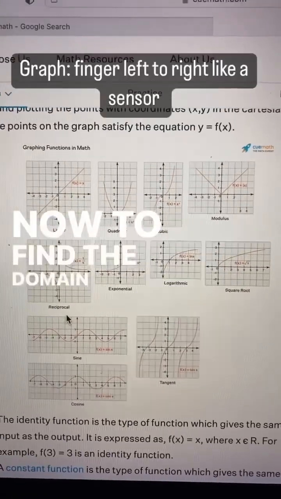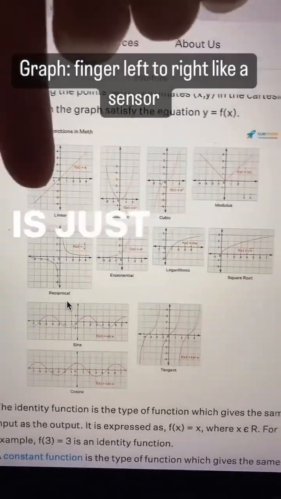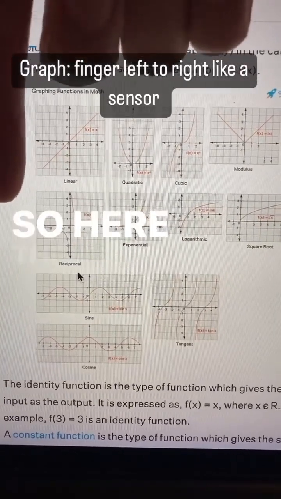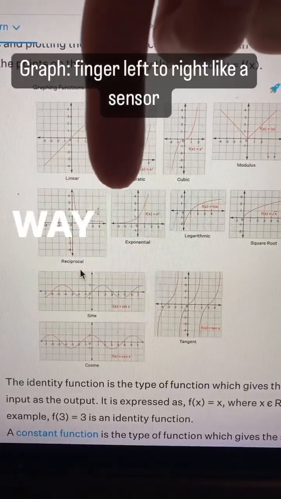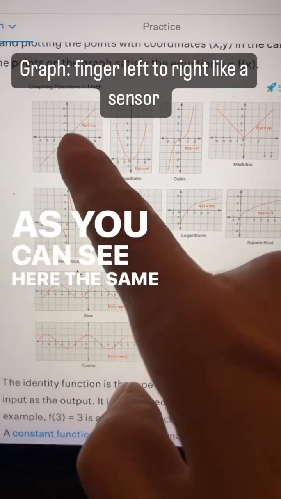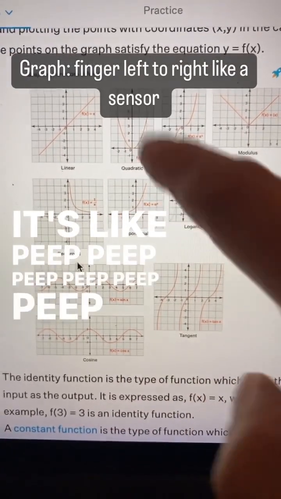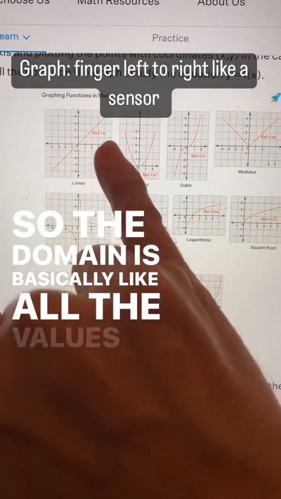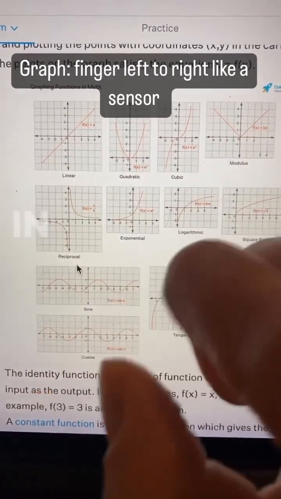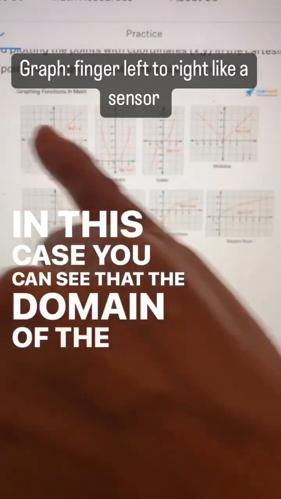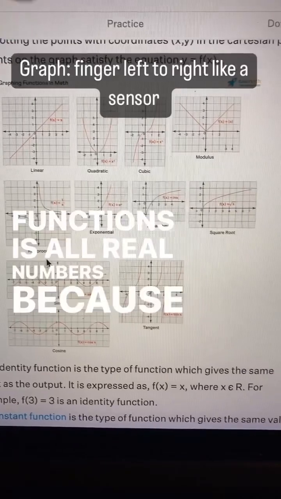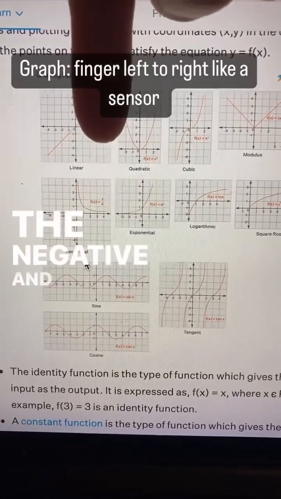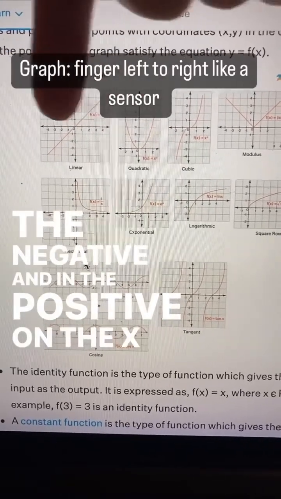Now, to find the domain using the graph, just put your finger from left to right and think of having a sensor. Here, the sensor is coming from negative infinity all the way to positive infinity. The same thing is happening here, and here. The domain is basically all the values that x can have. In this case, the domain of the four functions is all real numbers, because when I move my finger from left to right, you can see that I have x values in the negative and in the positive.